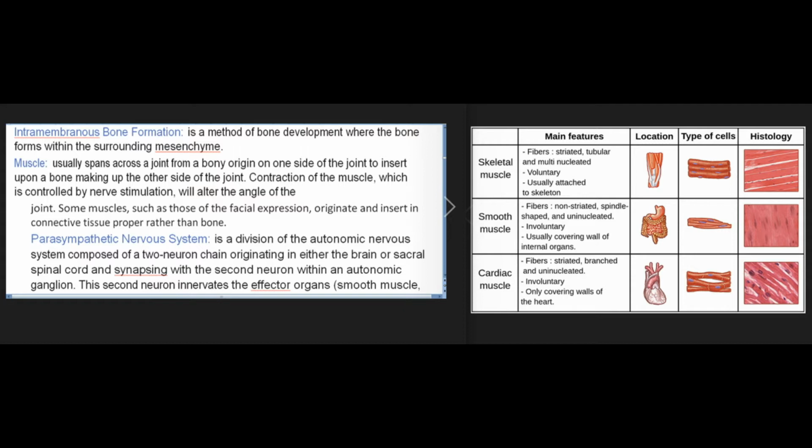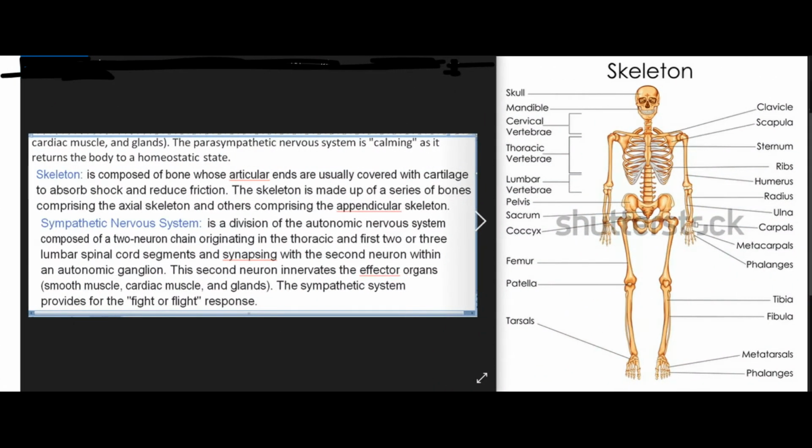Parasympathetic nervous system is a division of the autonomic nervous system composed of a two-neuron chain originating in either the brain or sacral spinal cord and synapsing with the second neuron within an autonomic ganglion. This second neuron innervates the effector organs, smooth muscle, cardiac muscle, and glands. The parasympathetic nervous system is calming as it returns the body to a homeostatic state.